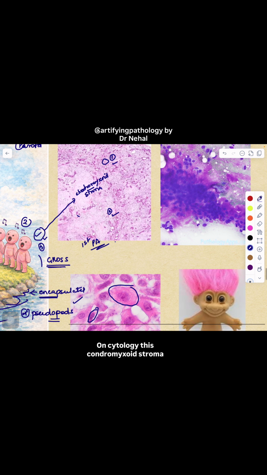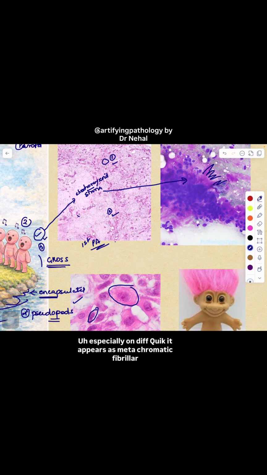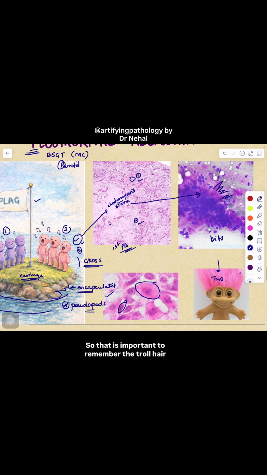On cytology, this chondromyxoid stroma gives a fibrillar appearance. Especially on Diff-Quik, it appears as a metachromatic fibrillar structure, which is seen like troll hair. So this is a cartoon and his hair looks somewhat like this, and it is the same way chondromyxoid stroma appears on cytology. So that is important to remember, the troll hair.